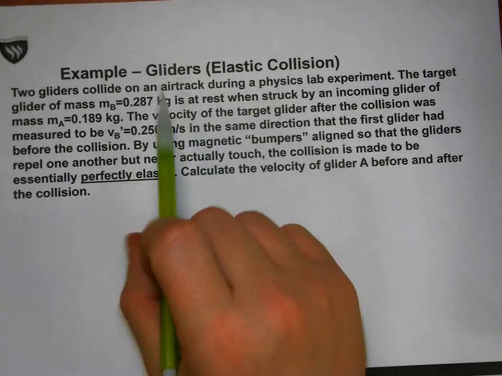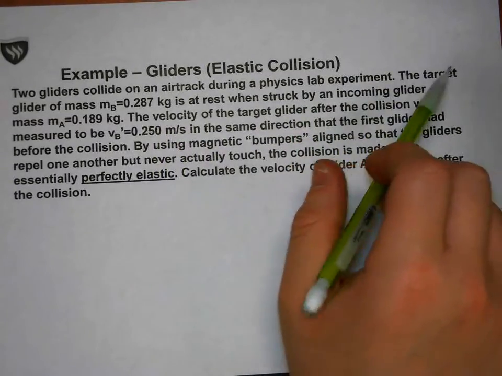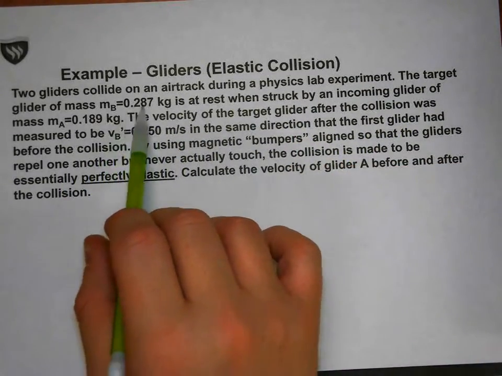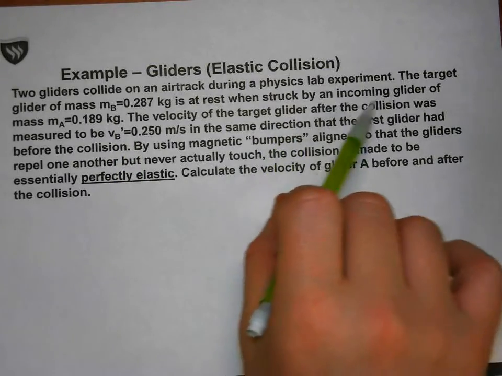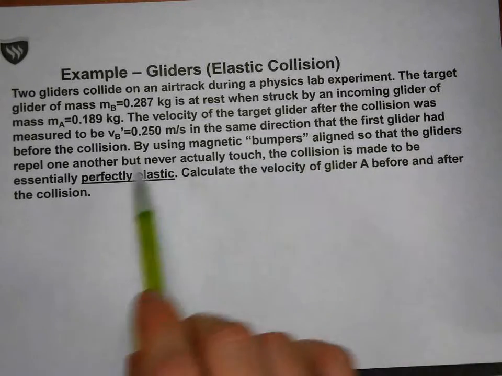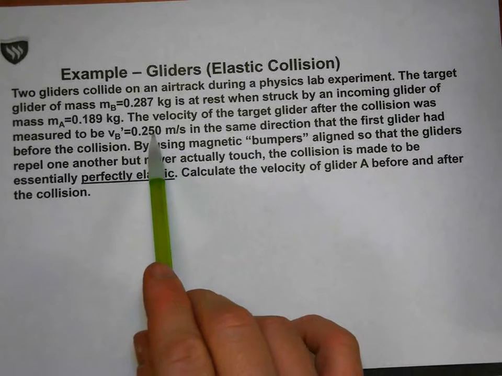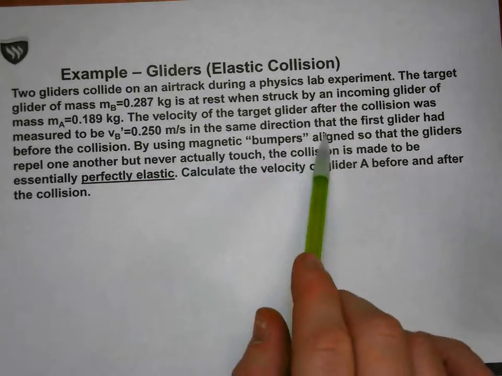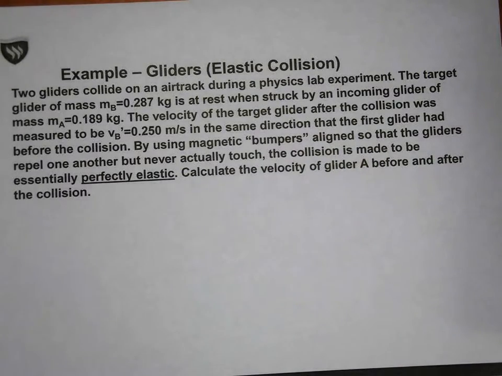Two gliders collide on an air track during a physics lab experiment. The target glider of mass this mass is at rest when struck by an incoming glider of that mass. The velocity of the target glider after the collision was measured to be this, in the same direction that the first glider had before the collision. By using magnetic bumpers aligned so that the gliders repel one another but never actually touch, the collision is made to be essentially perfectly elastic. Calculate the velocity of glider A before and after the collision.